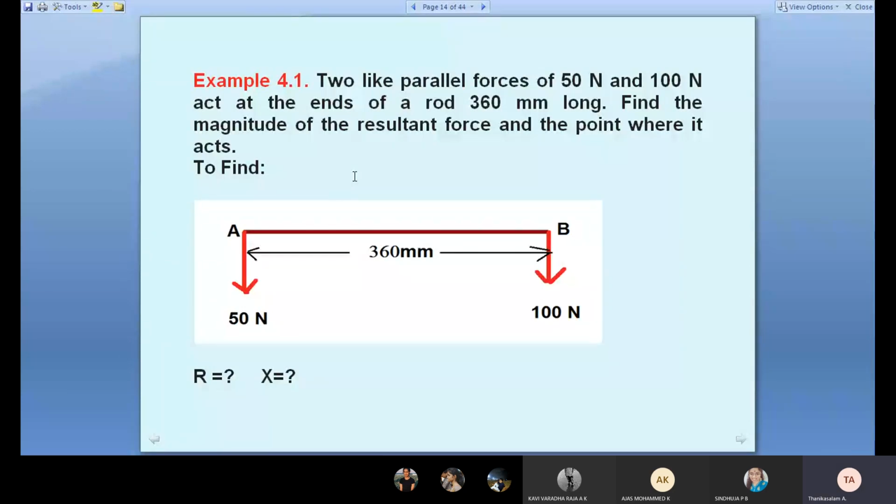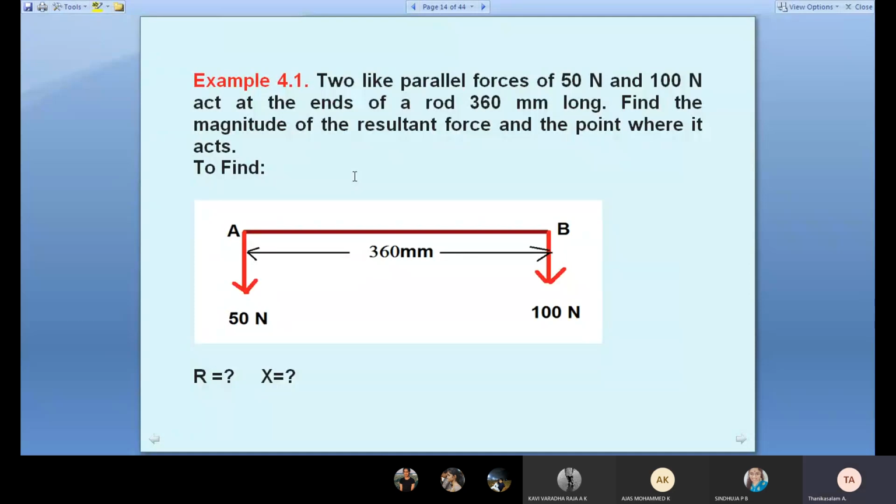You see the question: two like parallel forces of 50 Newton and 100 Newton act at the ends. Like parallel, so we take either the downward direction or the upward direction. Here I am taking the downward direction. Generally force is vertically downward, so I take the vertical downward direction for 50 Newton and 100 Newton.